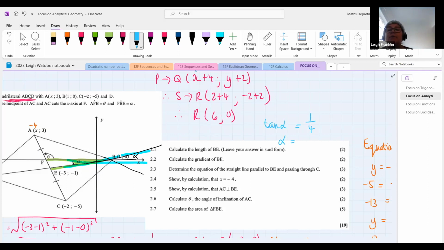Okay, and then subbing into the area rule, you'd end up with area equal to half FB times BE sine of whatever angle alpha is. Okay, and then you could do it that way too. Right, Nkla?